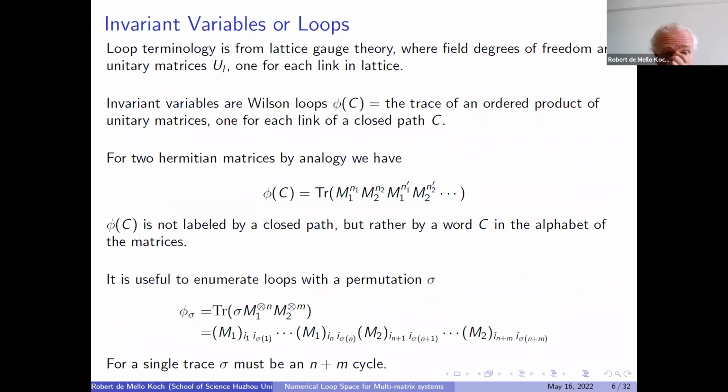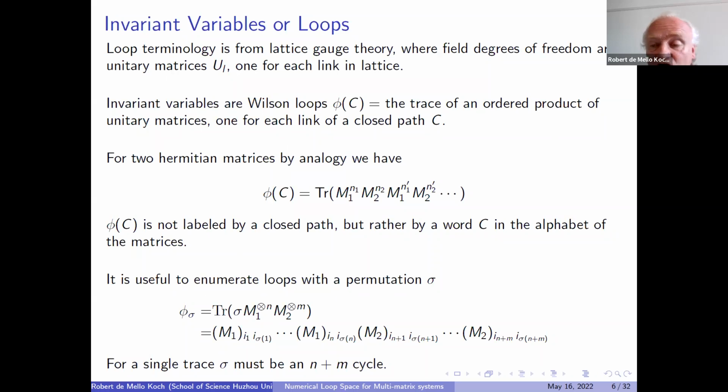Okay, so let's first of all talk about these variables that we're going to use. We've been calling them loops. In fact, that terminology comes from lattice gauge theory. In lattice gauge theory, you have a lattice, and your basic degree of freedom is a link that lives between two lattice sites. The invariant variables in that case would be a Wilson loop.